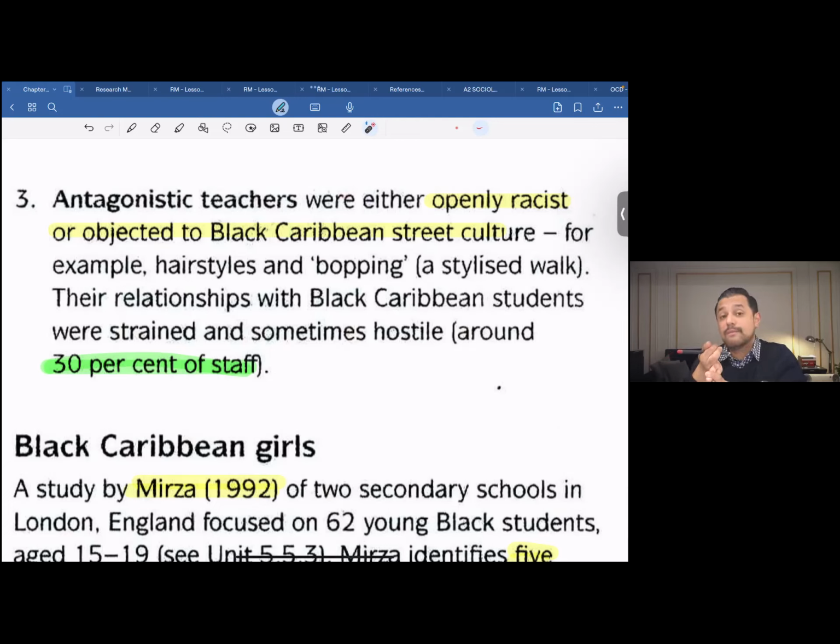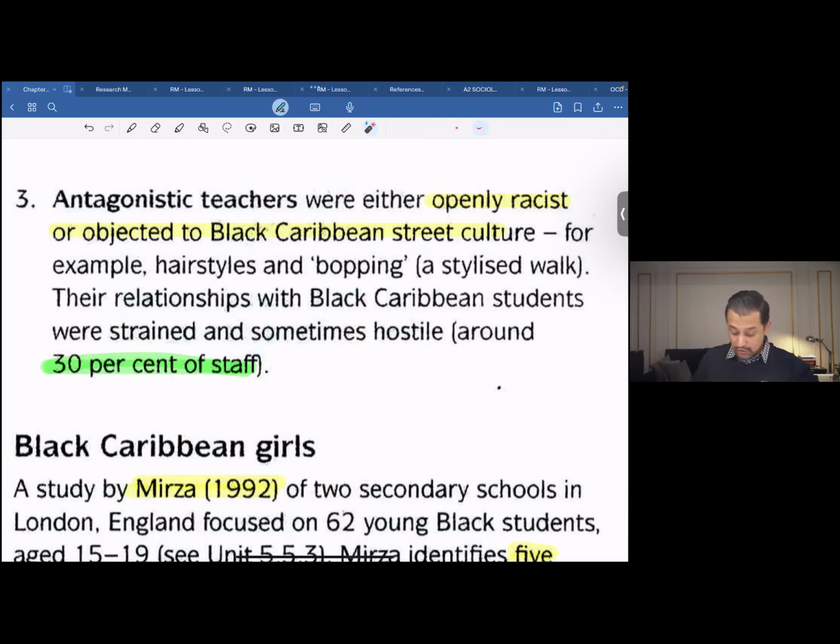Irritated teachers wished these Black pupils well and not ill. However, even they felt discipline should be a major priority or concern, and they made up 60% of the population. I think I just mentioned that earlier as well. And number three, the third category over here, antagonistic teachers. According to Tony Sewell, they made up around 30% of the population. They very openly, very overtly objected to Black street culture, and they were overtly racist as well.